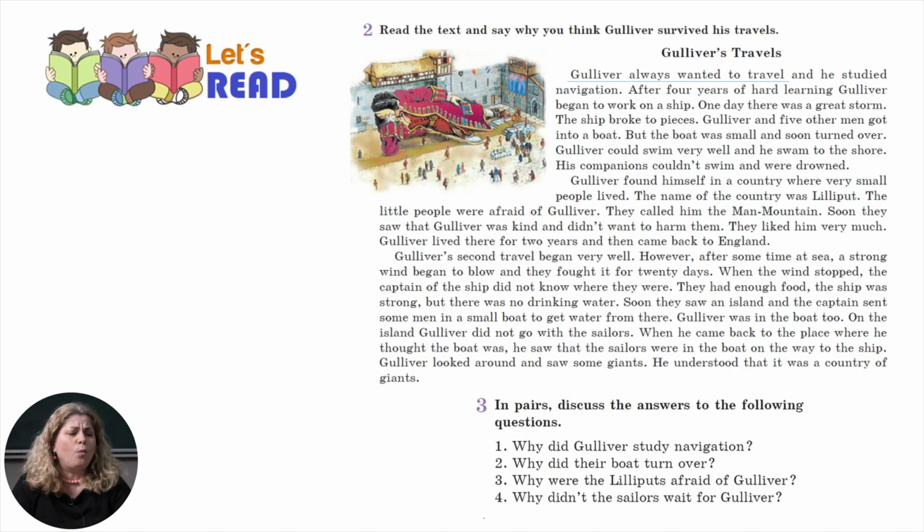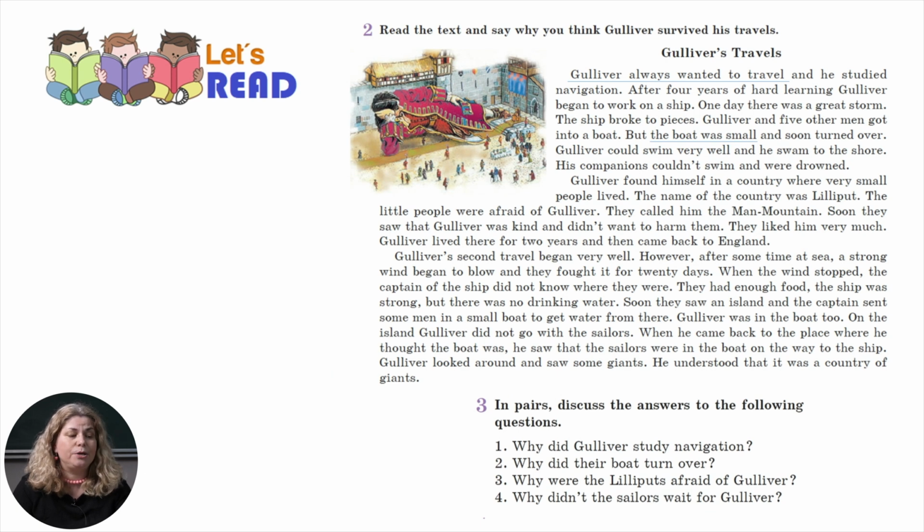We have: why did Gulliver study navigation? The answer comes right in the first sentence. Gulliver always wanted to travel. That's why he studied navigation. Why did their boat turn over? The answer's right here. The boat was small. There were too many people in it. That's why it turned over.